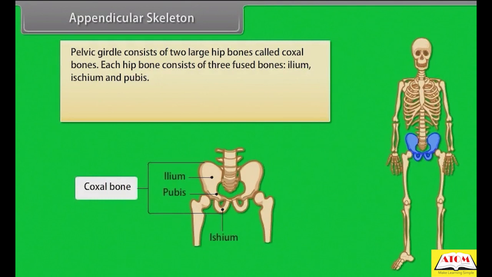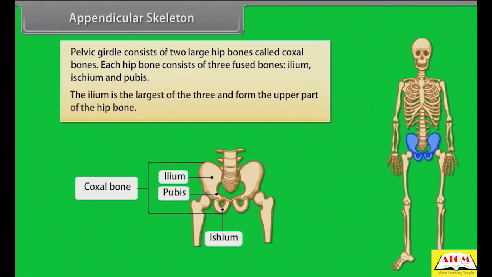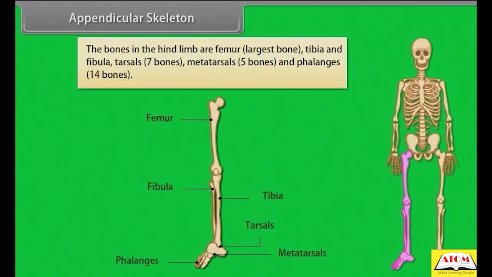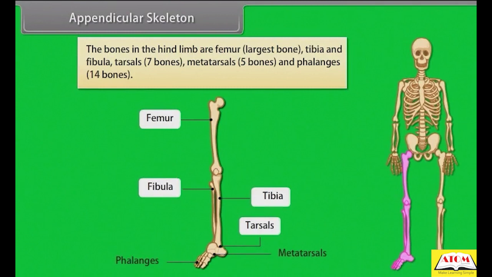Pelvic girdle consists of 2 large hip bones called coxal bones. Each hip bone consists of 3 fused bones: ilium, ischium and pubis. The ilium is the largest of the 3 and forms the upper part of the hip bone. The bones in the hind limb are femur, the largest bone, tibia and fibula, tarsals 7 bones, metatarsals 5 bones, and phalanges 14 bones.